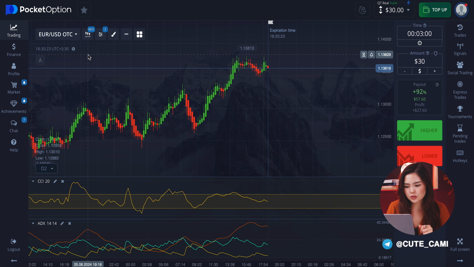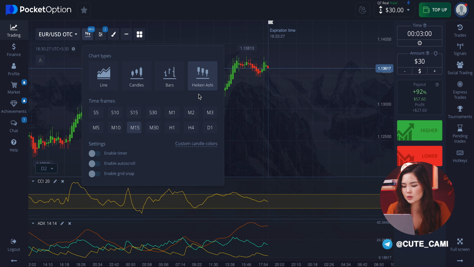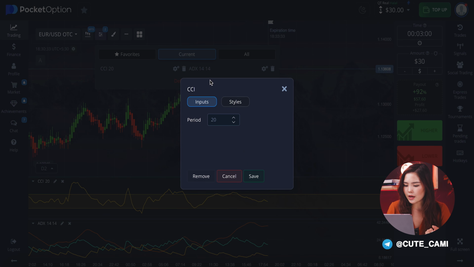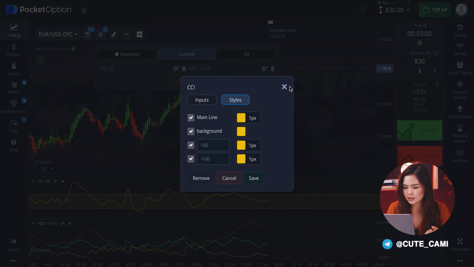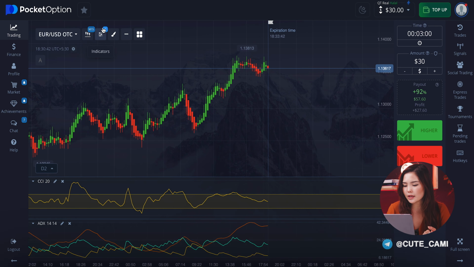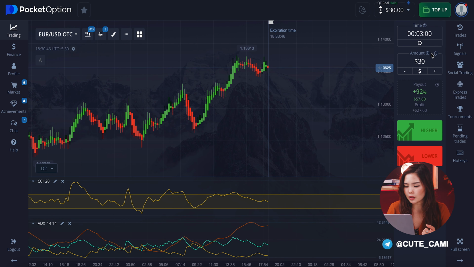In order for your strategy to work, you need to set the same settings as mine. First, we set the chart type, Heikin Ashi, set the time frame to 15 minutes, then turn on two indicators, CCI and ADX. You can see the settings of these indicators on the screen. We set the Euro-USD currency pair. The transaction time is 1 minute, and now let's move on to transactions.